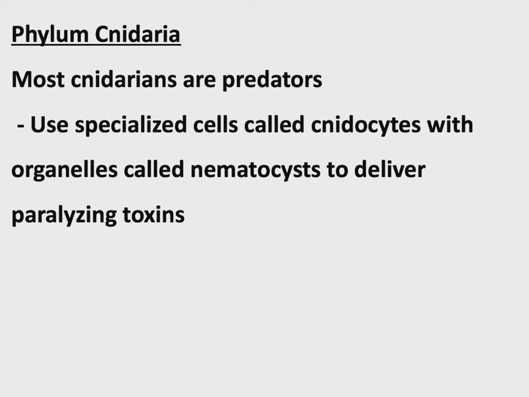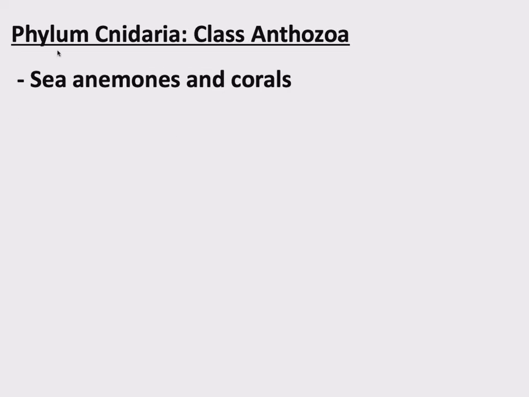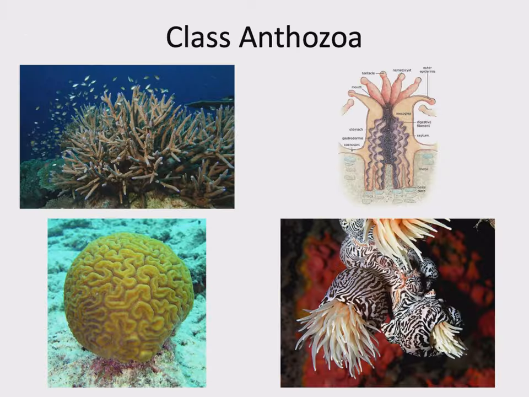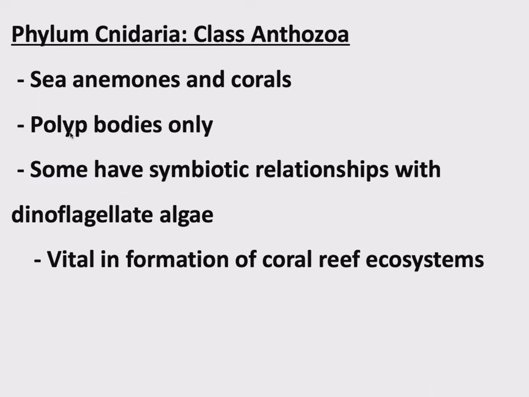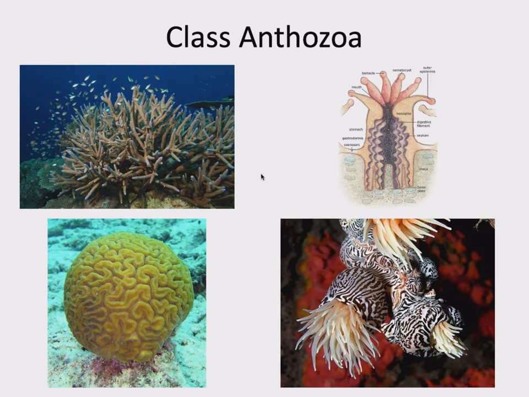Okay, now this phylum is robust enough that we can look at specific groups within it. If you remember the first day of class, domain, kingdom, phylum, class: class is the next level of taxonomy. So we're in phylum Cnidaria. Let's talk about class Anthozoa. Class Anthozoa includes sea anemones and corals. They have polyp bodies only, so none of these anthozoans swim around in the medusa form.